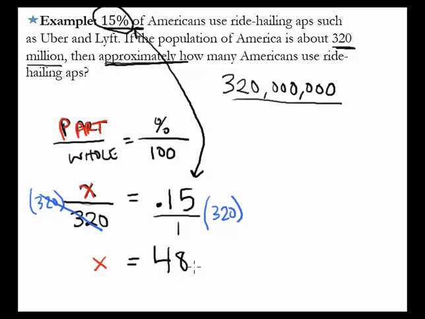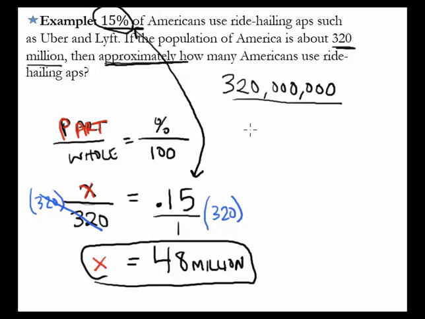Man, it's not 48 people, right? It's 48 million, okay? And you might wonder, well, what if instead of putting 320, I'd put this number? What answer would I have gotten for x? You could have done it, and you would have gotten 48 million, which is equivalent. So either way is correct.